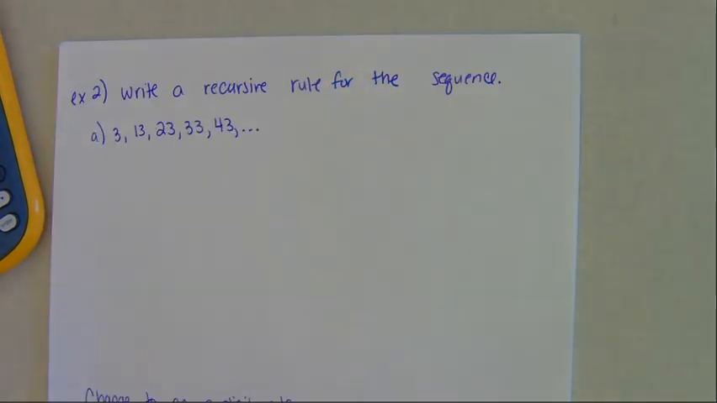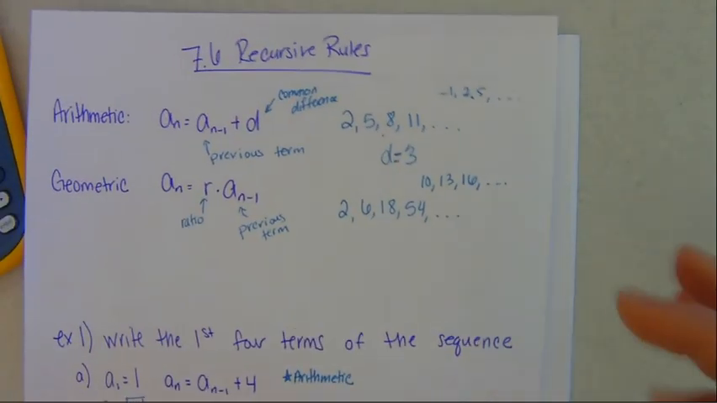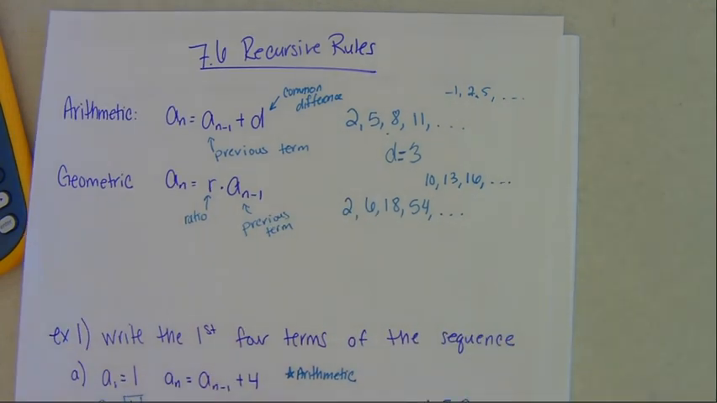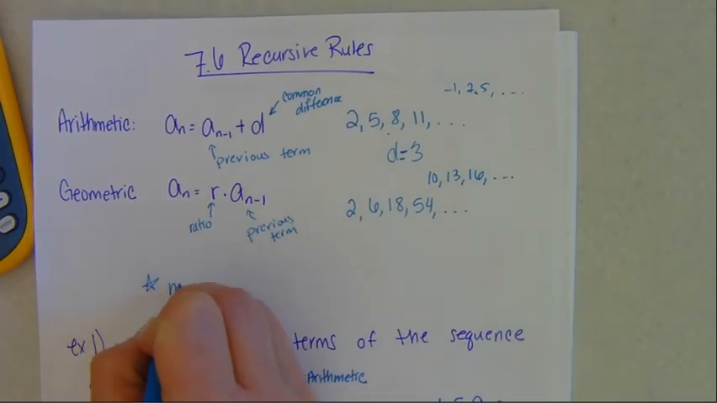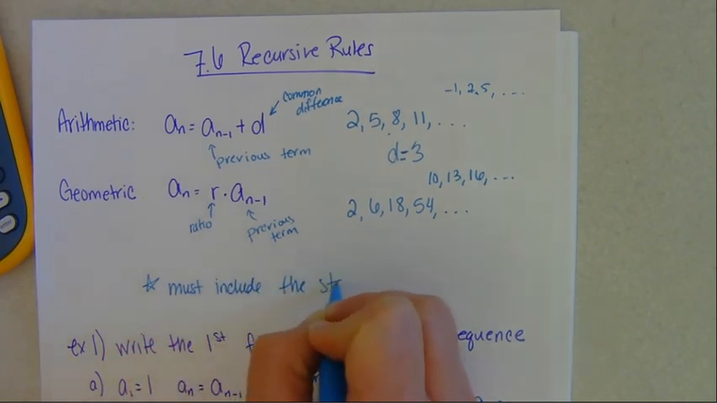All right. So we're going to write a recursive rule for the sequence. If we're writing a recursive rule, that means it has to be a rule that is based on the previous term. It doesn't matter if you have an arithmetic or a geometric pattern, or one of those other sequences. If I'm writing a recursive rule, my formula has to include this n minus 1 as part of it. And I also have to include the first term. So maybe we write ourselves a little note there that you must include the starting term.